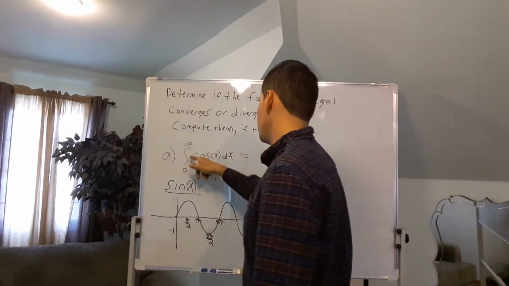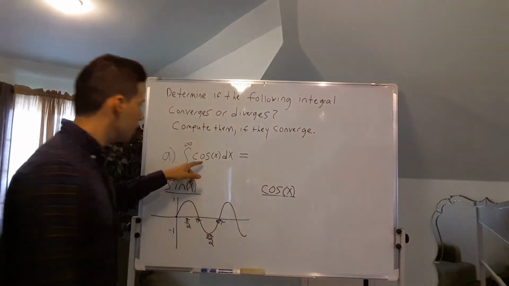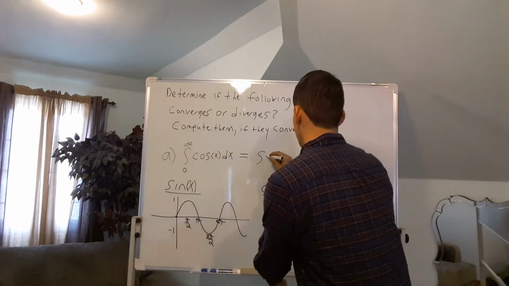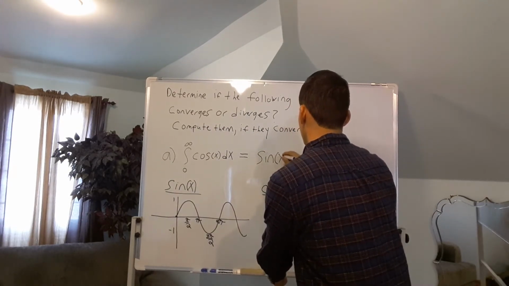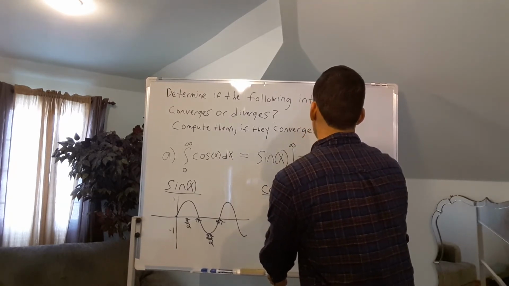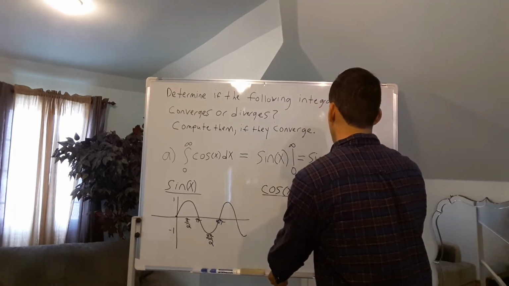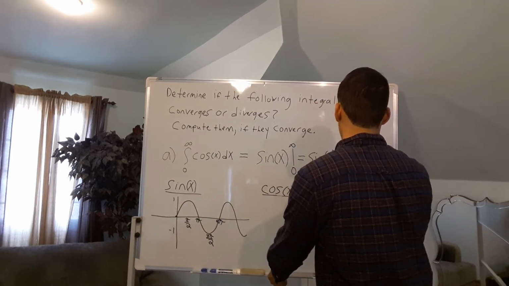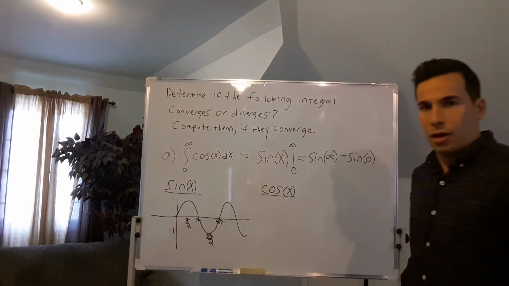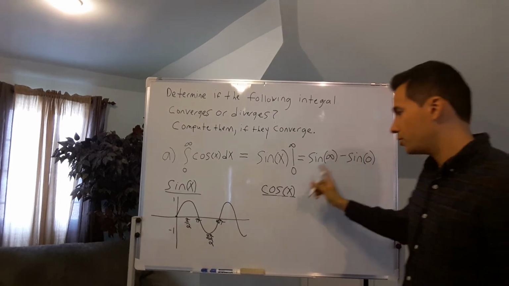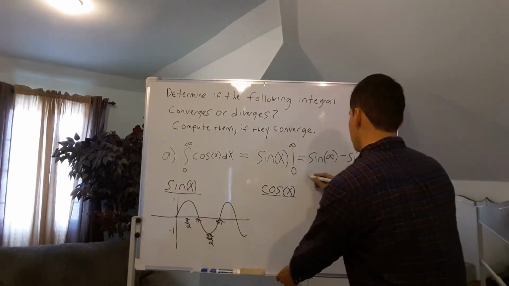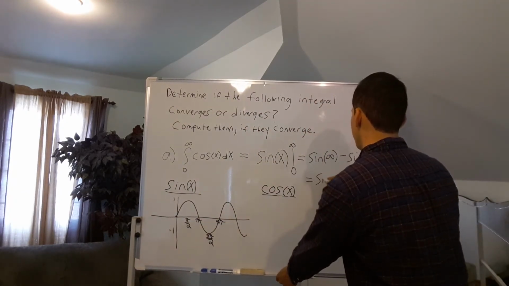So let's take the integral using the integral test of cosine of x. The antiderivative of cosine of x is sine x. Okay, and then we'll evaluate it between 0 and infinity. We're going to get sine of infinity minus sine of 0. Sine of 0 is 0. So here I drew the sine curve. Sine of 0 is 0, so we could get rid of this. So we could say it's equal to sine of infinity.